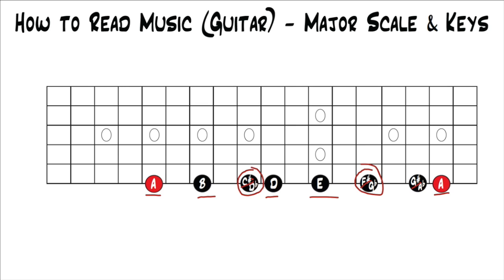And if you use a sharp, for example, this first one's C sharp, you automatically know the rest are sharps as well, because it wouldn't be C sharp and then G flat, for example. They'll all be sharps.